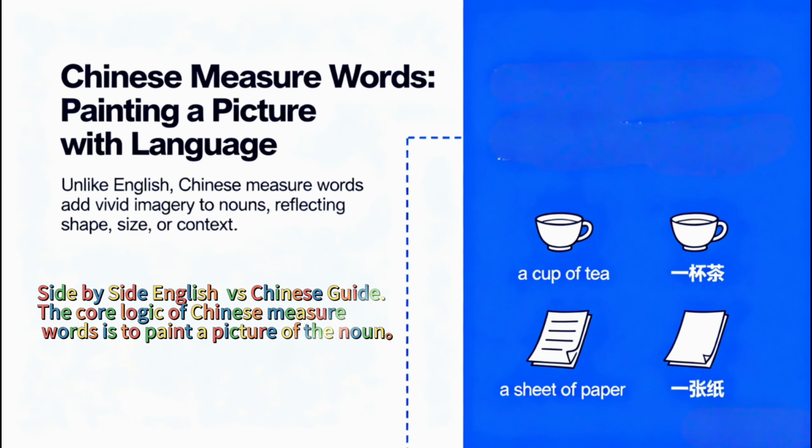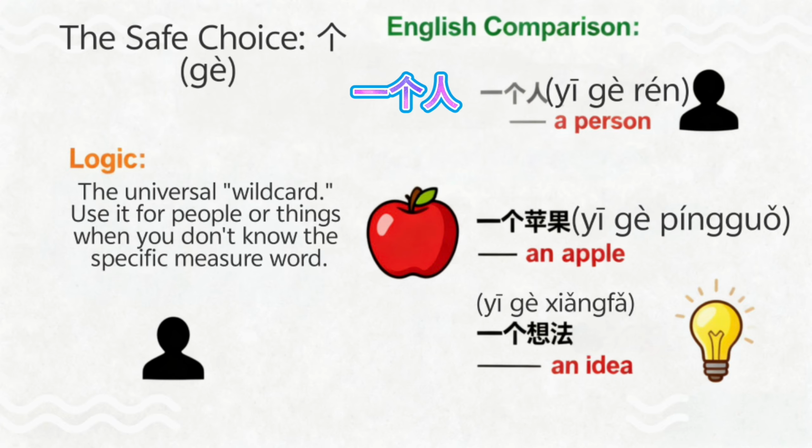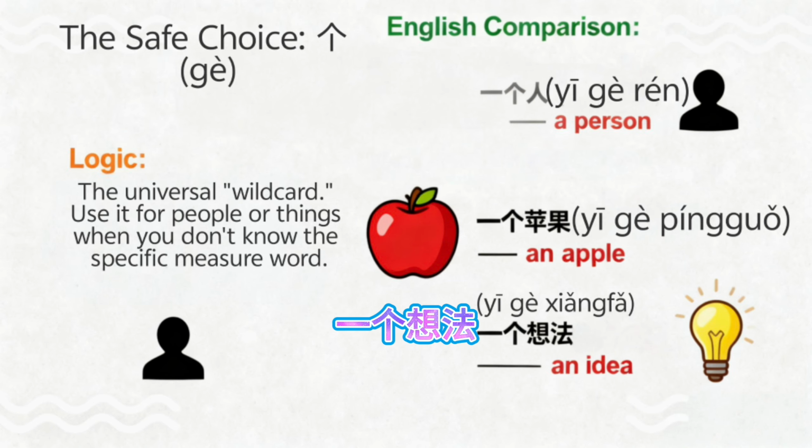For example, number 1, ge. The logic is that it is the most universal and safe wildcard measure word, used for people or things without a specific measure word. When in doubt, using this one is usually acceptable. Let's see the English comparison. 一个人, a person. 一个苹果, an apple. 一个想法, an idea.